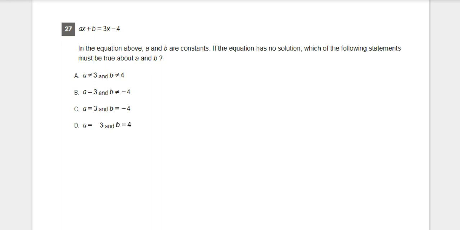All right, number 27, I see a couple of equations up there. Ax plus b equals 3x minus 4. In the equation above, a and b are constants. Remember, they say this a lot, but basically constants are just numbers that don't change. If the equation has no solution, so this is huge. When does an equation have no solution? Which of the following statements must be true about a and b?